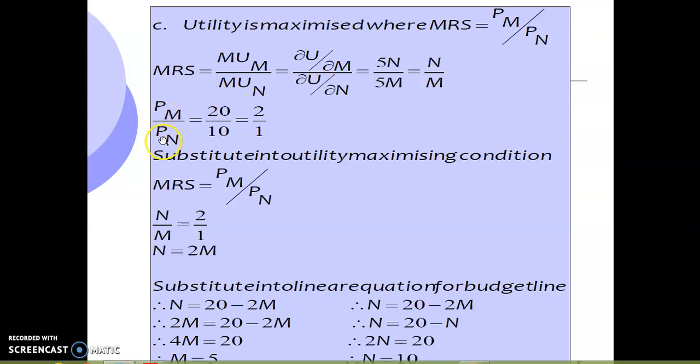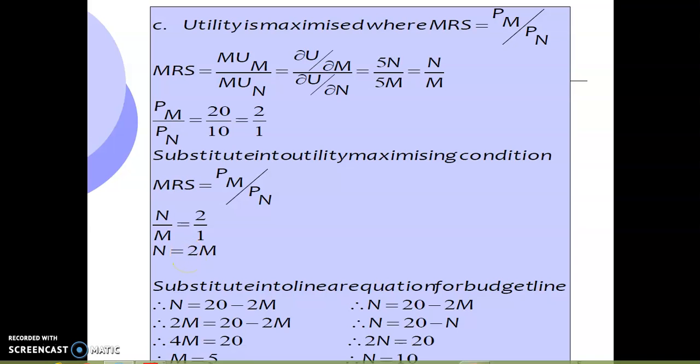And now your ratio of your prices was 20 over 10, the price of magazines over the price of newspapers, and that can be simplified to 2 over 1. Thus, at the utility maximizing condition, your marginal rate of substitution, which is given by your ratio of marginal utilities, which we saw was n over m, is equal to our ratio of our prices, which we saw was 2 over 1. And now we can just rearrange such that n is the subject, and therefore n is equal to 2m.